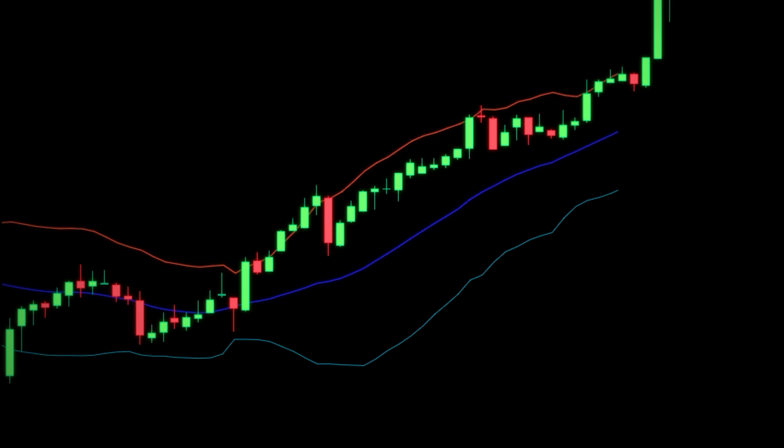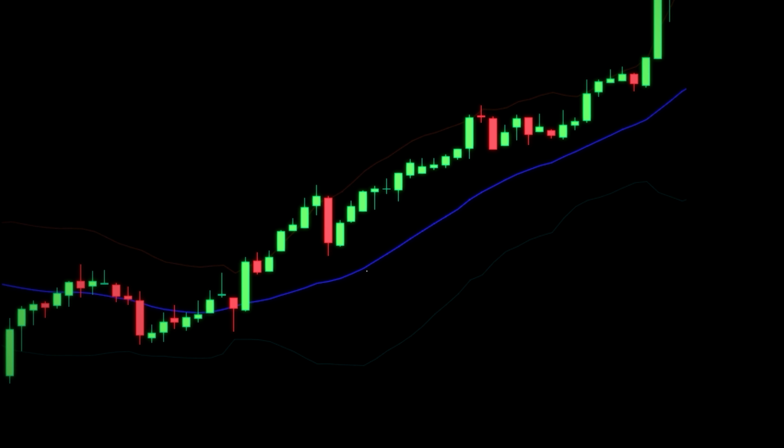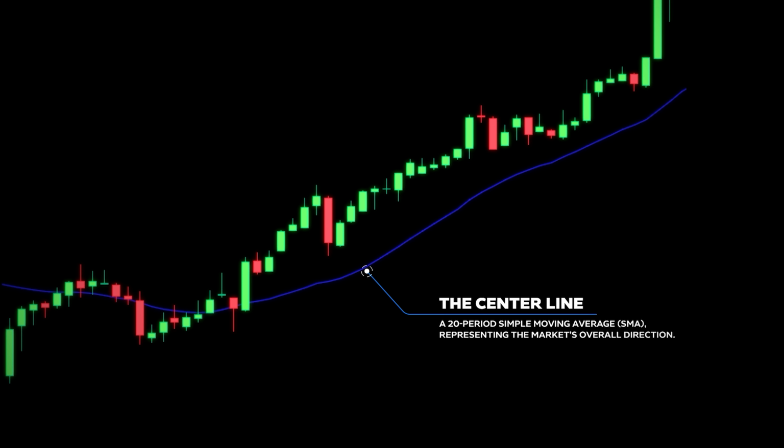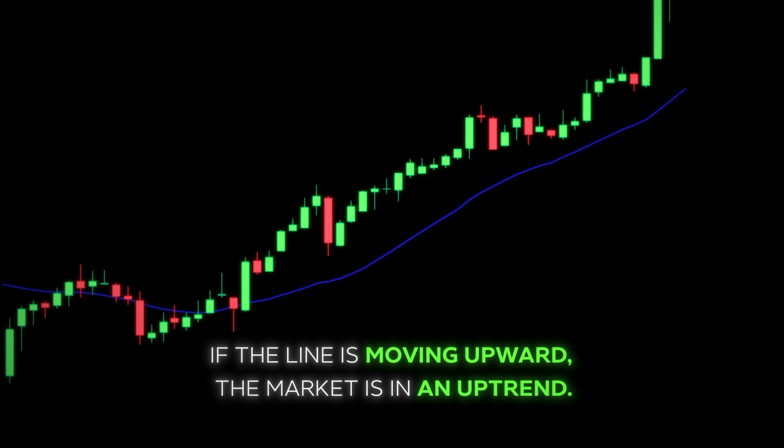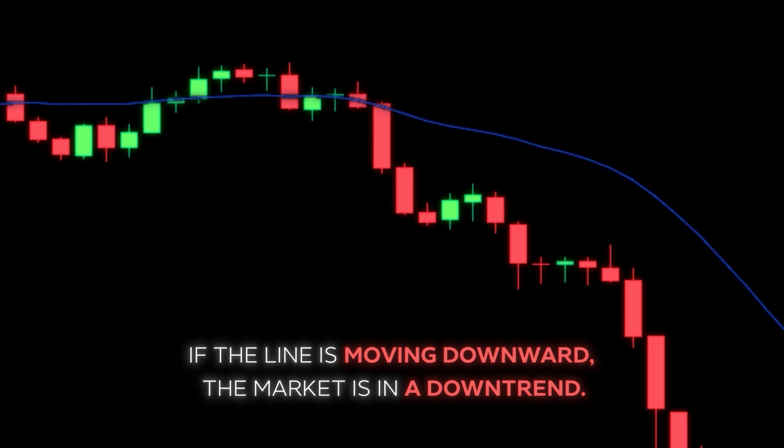This indicator is pretty simple at its core. It's made up of three main parts. First, and most importantly, the middle line, a 20-period simple moving average or SMA, representing the market's overall direction. If the line is trending upward, the market is in an uptrend. And if the line is moving downward, the market is typically in a downtrend. It really can be that easy.